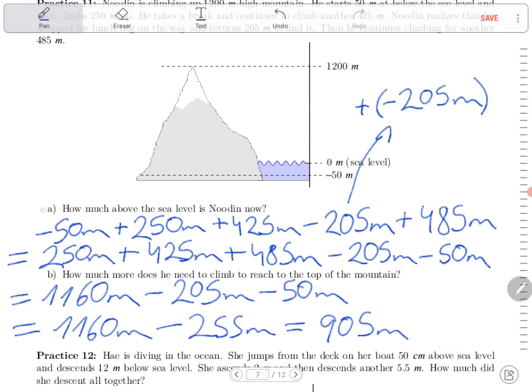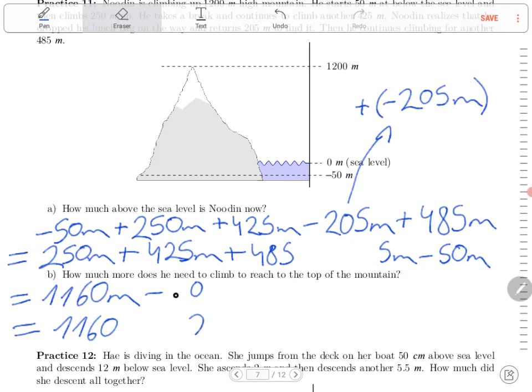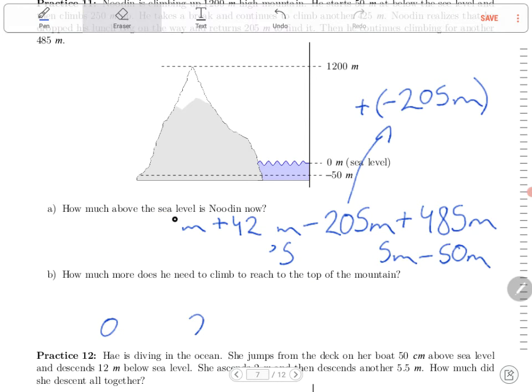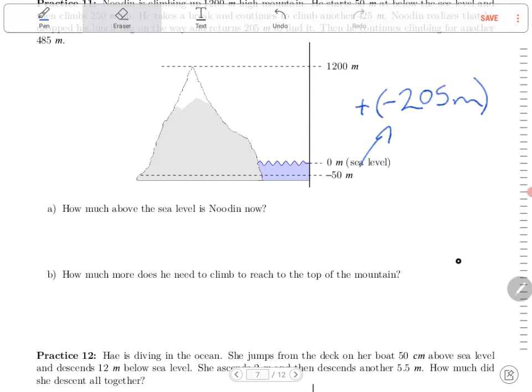So this once again is for problem A. How far above sea level is Newton now? Newton is 905 meters above sea level right now. Okay, let me clear this stuff so we can get to problem B. And that problem is how much farther, right? How much more does he need to climb to reach the top of the mountain?